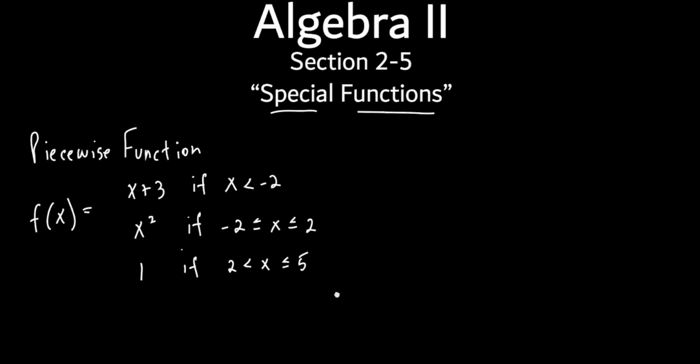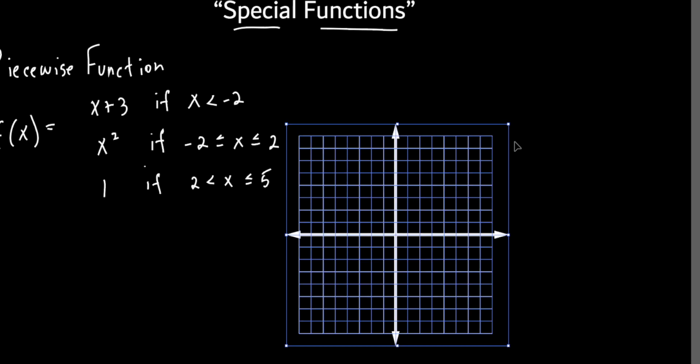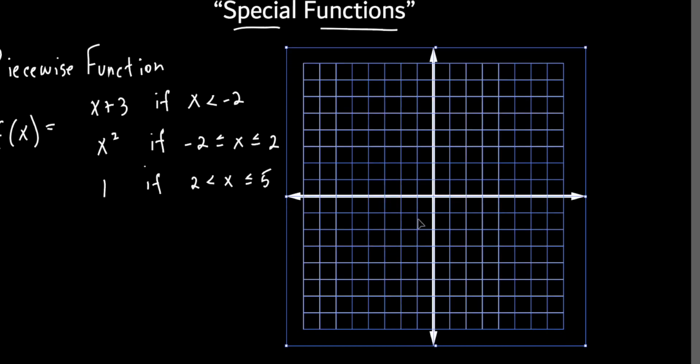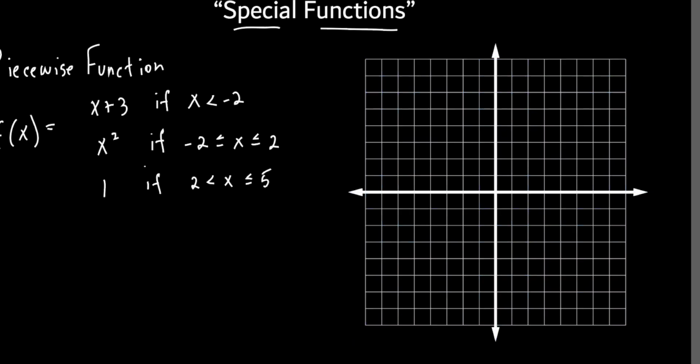All right, let's put a graph here. Let's see what we can do with this mess. All right. First one shouldn't be all that bad. It says f of x or y equals, right? We've talked about that before. So y equals x plus 3.